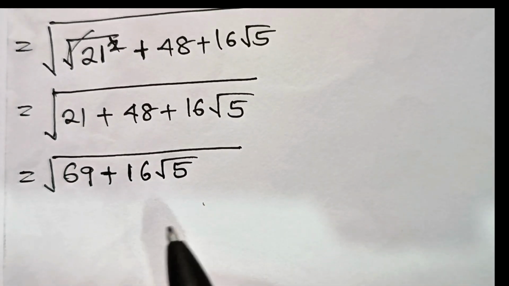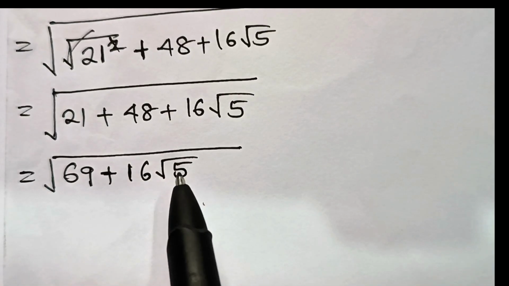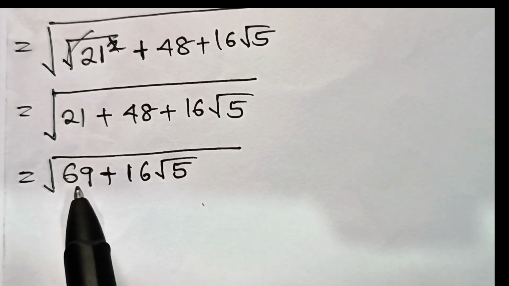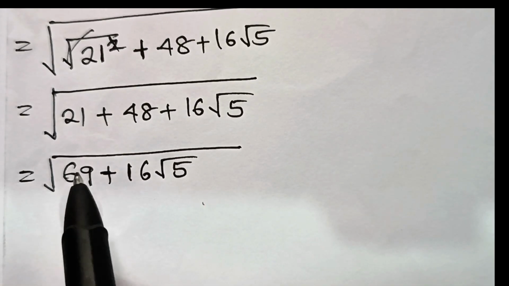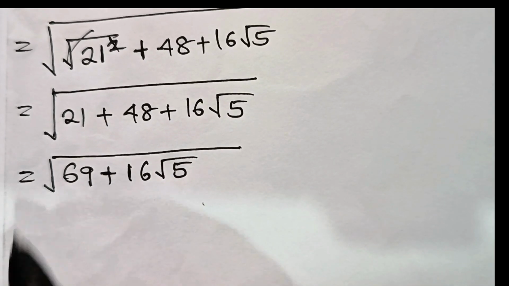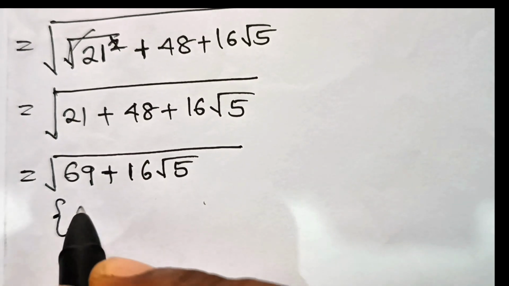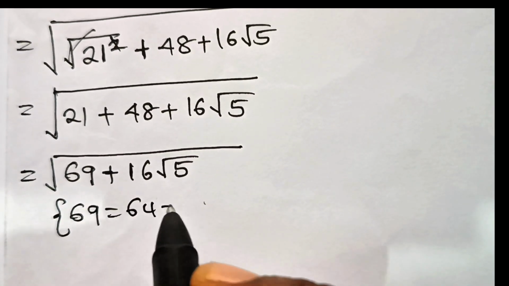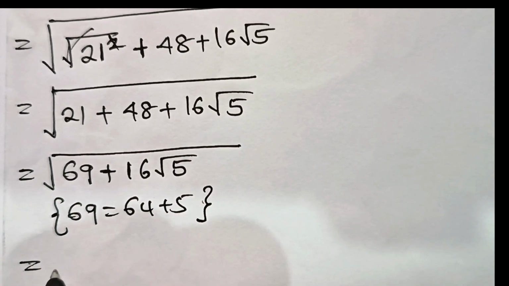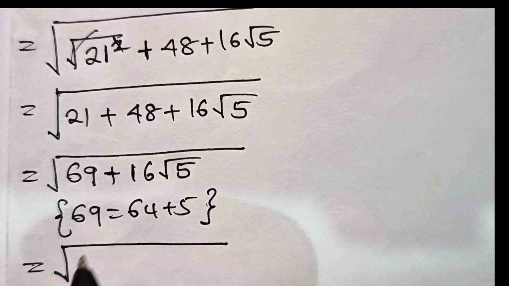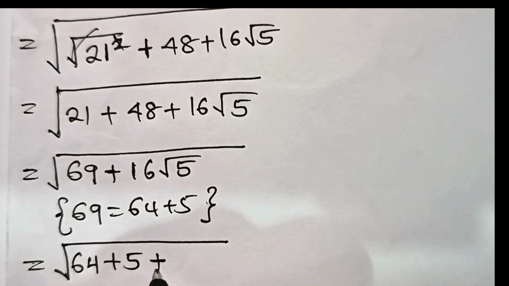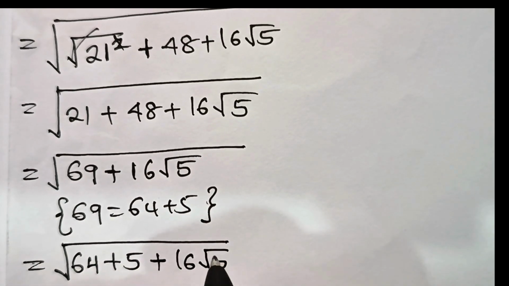Now again, anything you have under the root sign, find a way to get it from what you have here. Now what we have here is 69. We can get 5 from 69, and that is 64 plus 5. So that is the first thing we need to write. So 69 is 64 plus 5. So this will be equal to the square root of 64 plus 5 plus 16 root 5.